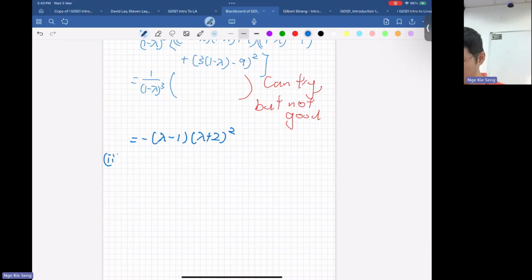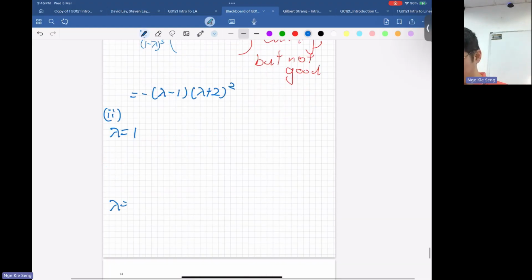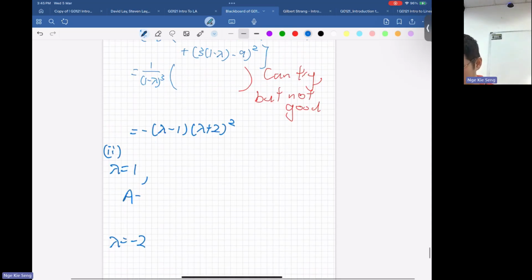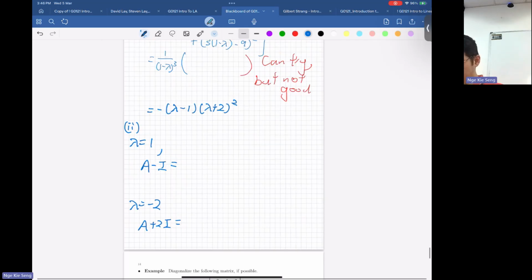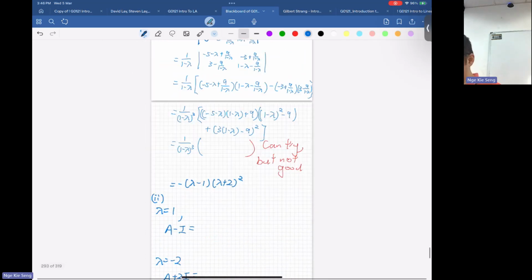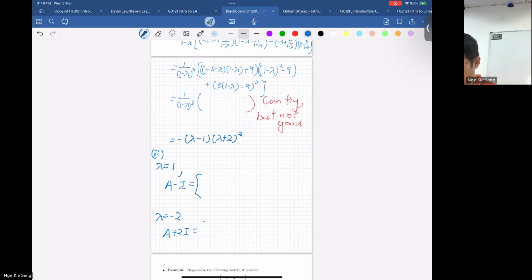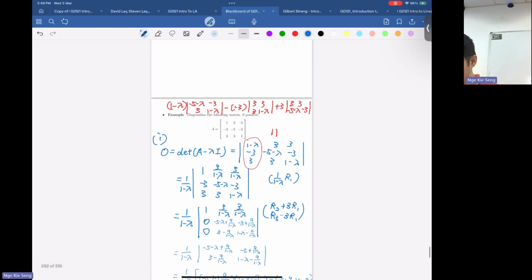So second step, you need to find your eigenvector for two of the group. Okay, so you need to solve A minus I and A minus 2I. So two of these is what?